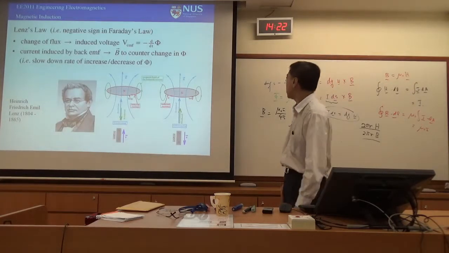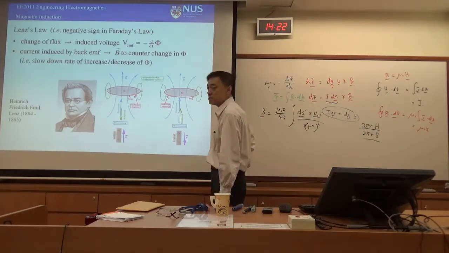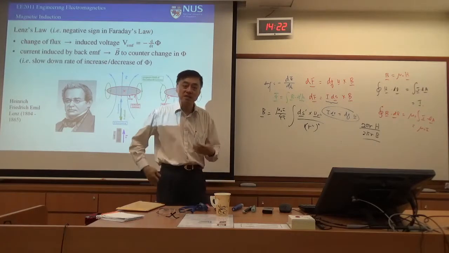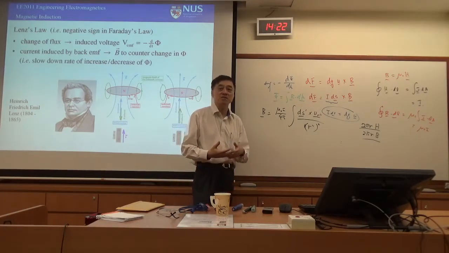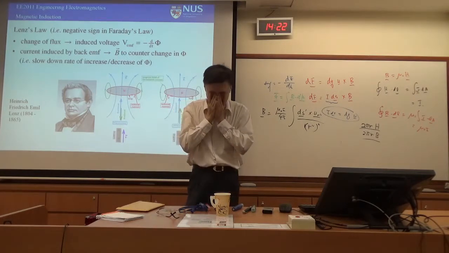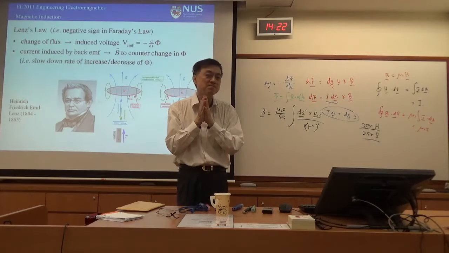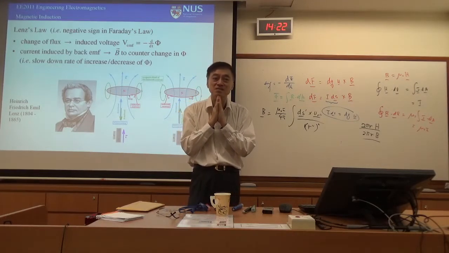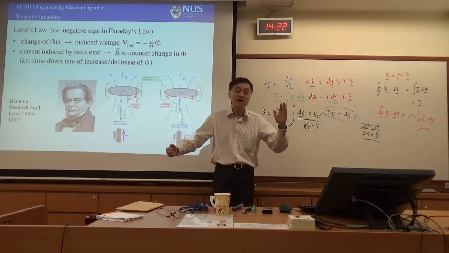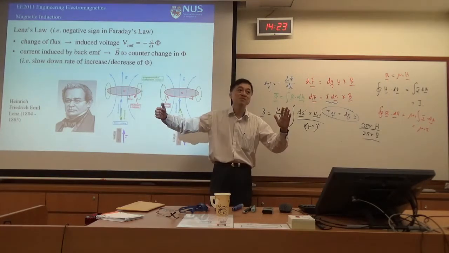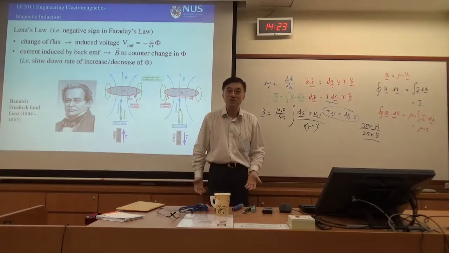Alright, and Lenz's law explains why there's a negative sign here. The negative sign is that in nature, everything is trying to maintain whatever it is, just like what we call inertia. Is it inertia? Inertia, I think that's right. So when something is moving, it will keep moving until we apply a force to stop it.